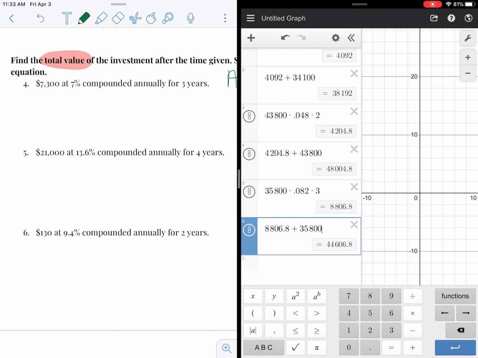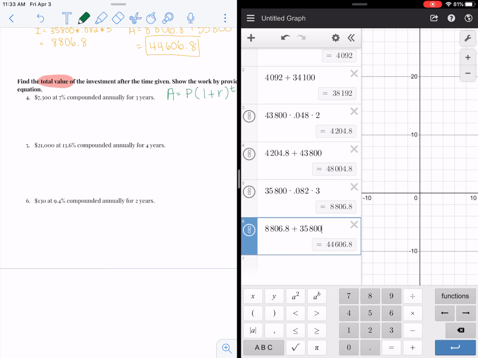Number 4, $7,300 at 7% compounded annually for 3 years. So we're going to do A equals 7,300, 1 plus 0.07 because it's 7%, to the third power. So we know that we're just going to go back to our Desmos.